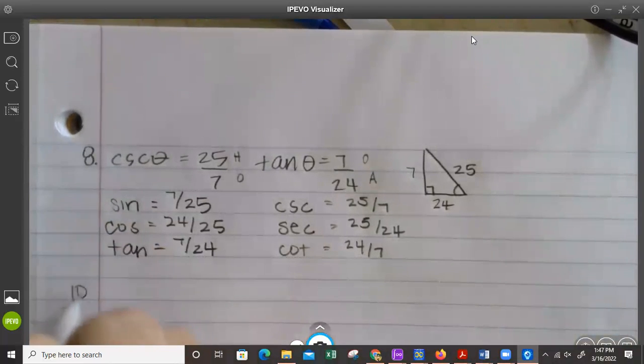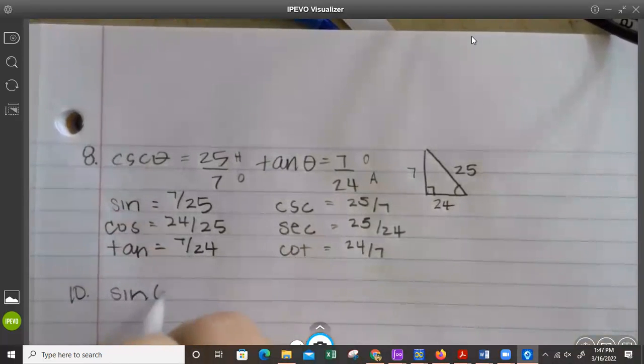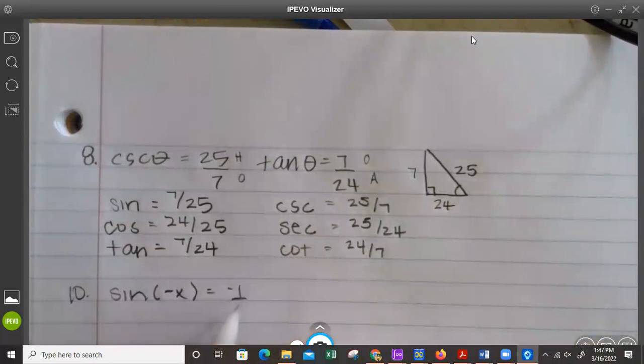I'm going to go ahead and do number 10 because it looks weird. So this might have thrown you off.